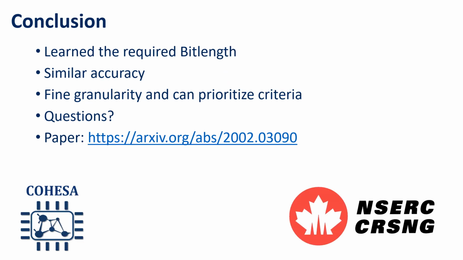To conclude, we introduced our BitPruning method to learn the number of required bits for accurate inference. Our approach works for arbitrary granularity, and we can prioritize any criteria. We showed up to 4 times performance improvement, as well as up to 75% memory footprint reduction on proposed accelerators on ImageNet.